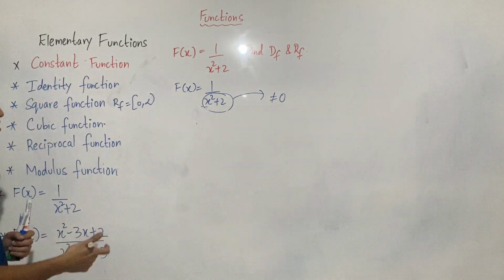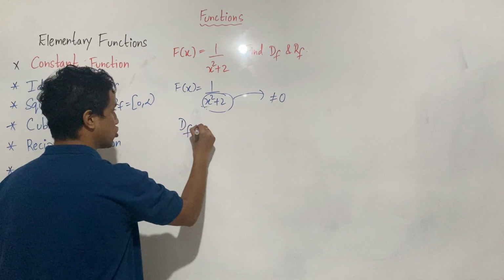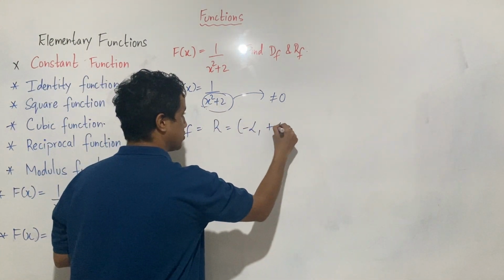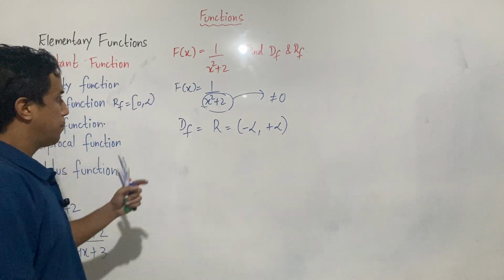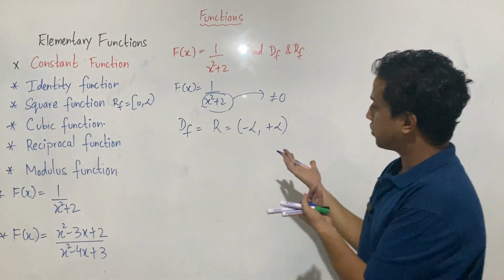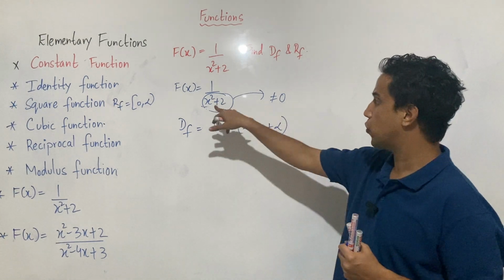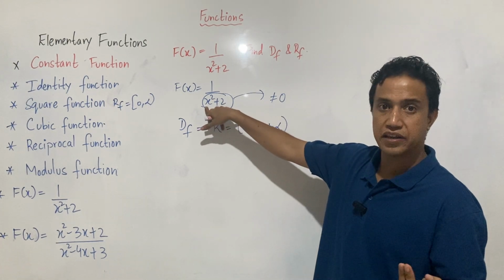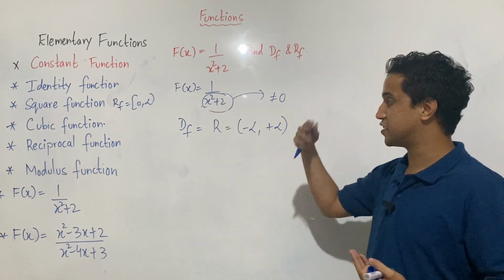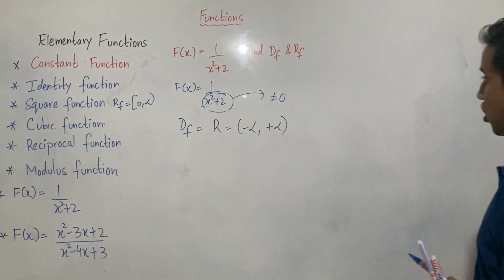So it means that the domain of this function is going to be all real numbers, from minus infinity to positive infinity. Because this thing should not be 0, and we can see clearly that it will never be 0, because for it to be 0, x square must be minus 2, and x square cannot be minus 2, because it is a square function. So your domain is going to be all real numbers.